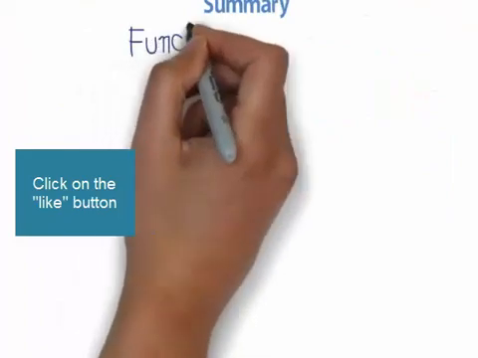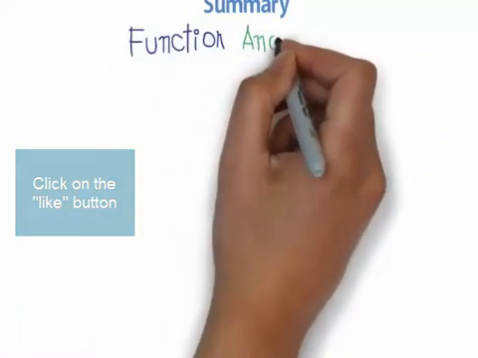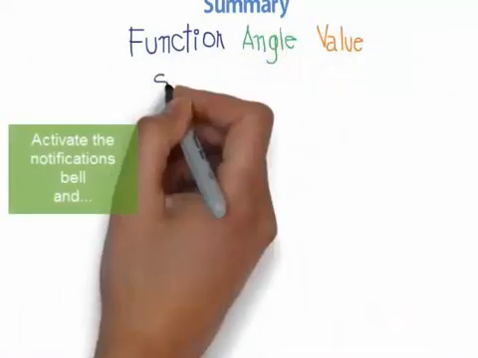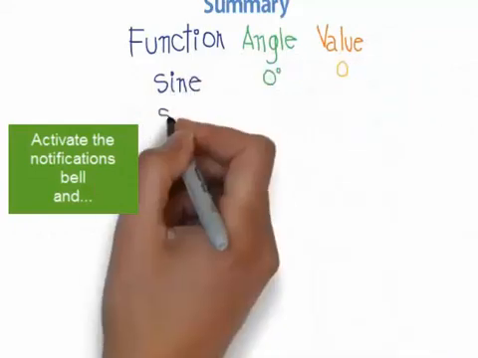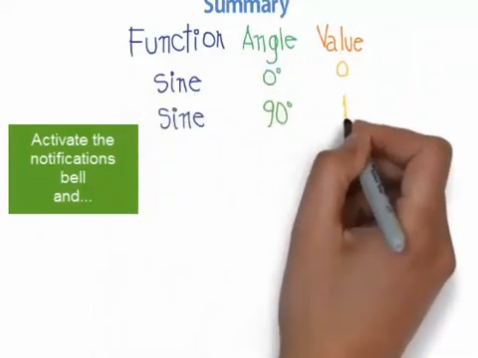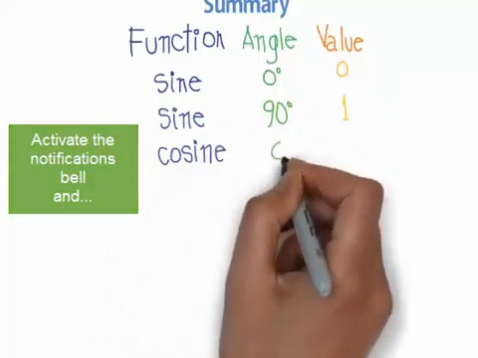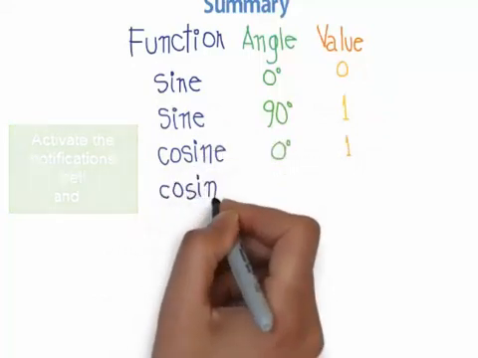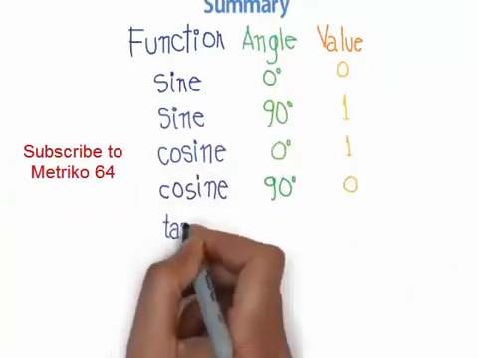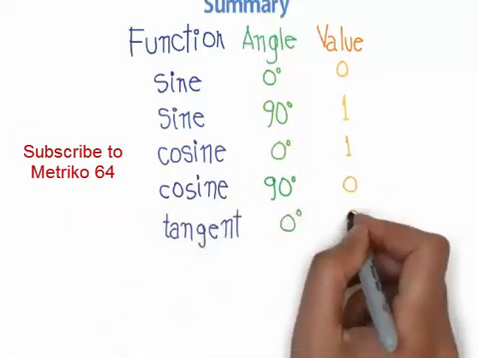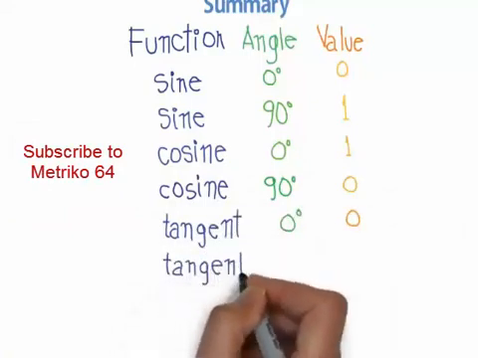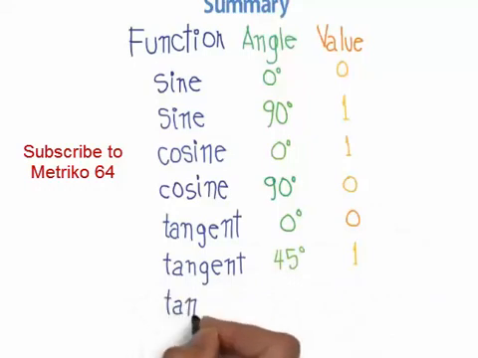Let's write. Sine of 0 degrees equals 0. Sine of 90 degrees equals 1. Cosine of 0 degrees equals 1. Cosine of 90 degrees equals 0. Tangent of 0 degrees equals 0. Tangent of 45 degrees equals 1. Tangent of 90 degrees equals infinite.